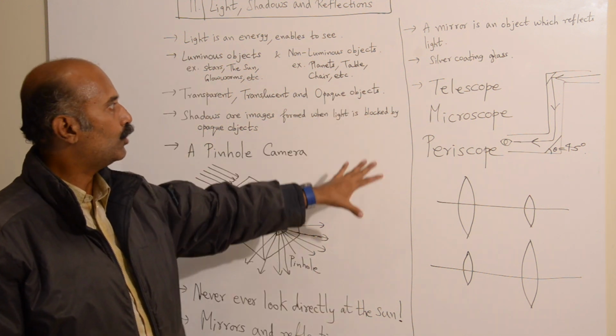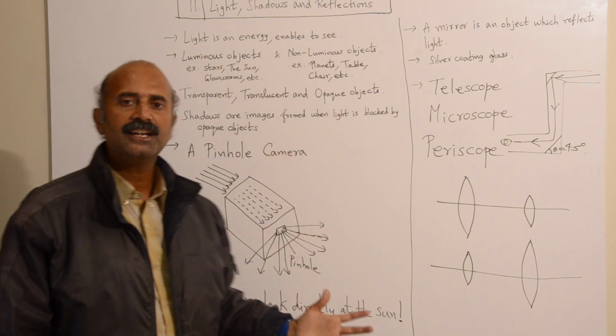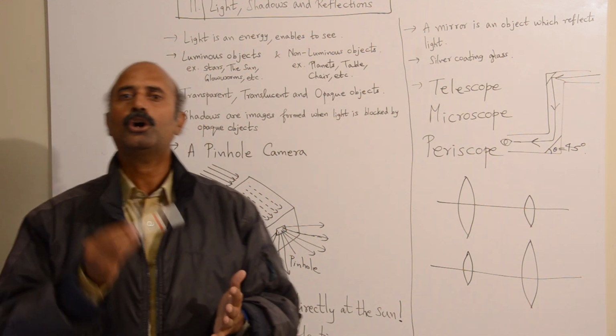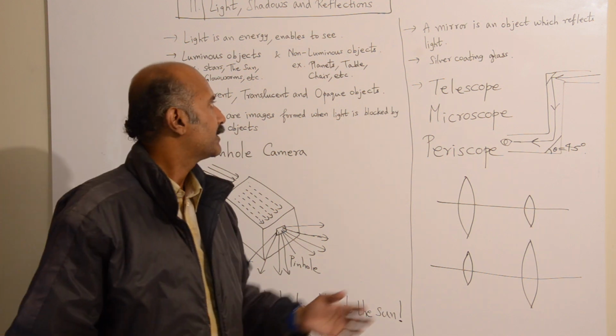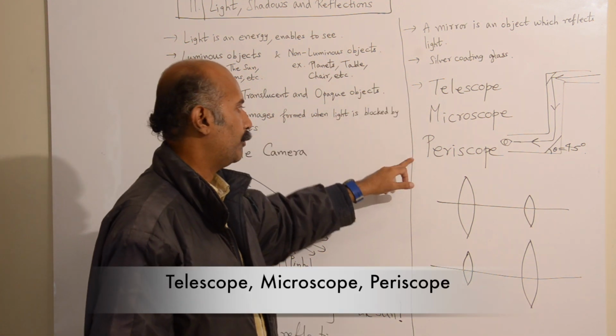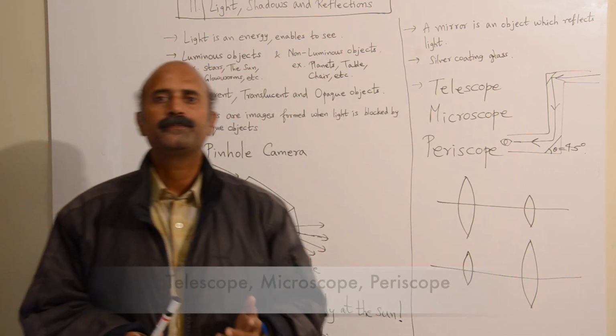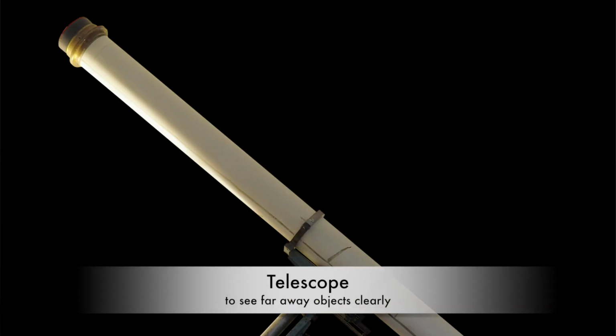Now, we'll study a few instruments which use light and which are absolutely crucial for our everyday life and also for science and technology. For example, telescope, microscope, periscope. What do you mean by a telescope? A telescope is an instrument which enables us to see faraway objects clearly.